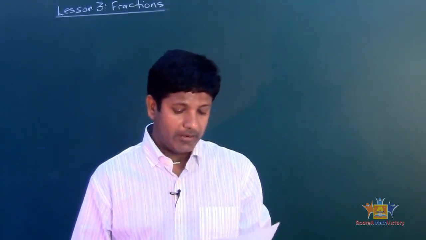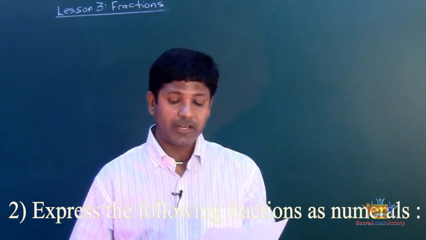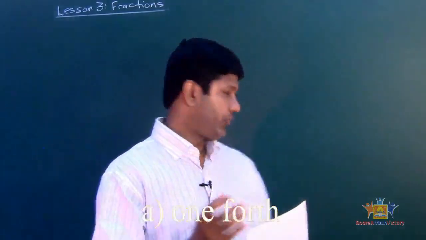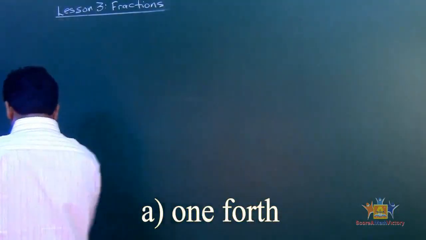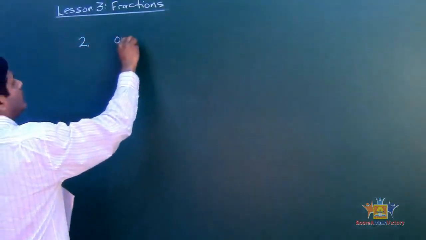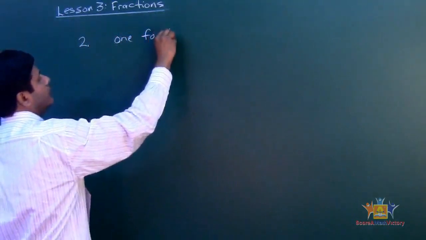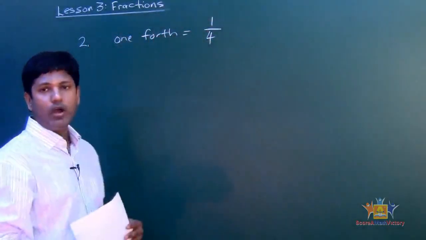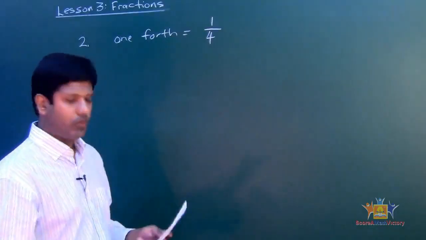Okay, good. Now let's go look at problem number 2. Express the following fractions as numerals. Okay, so it's been given in the form of words, one-fourth. Let's write that down. So problem number 2, it says one-fourth, which also means 1 over 4. That's what it is. 1 over 4.